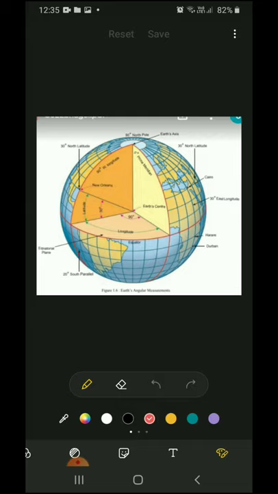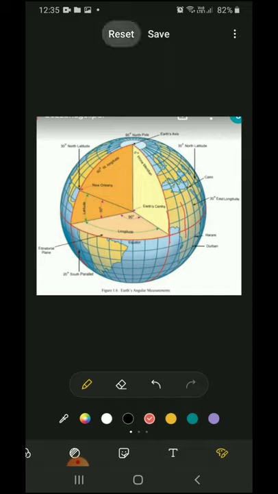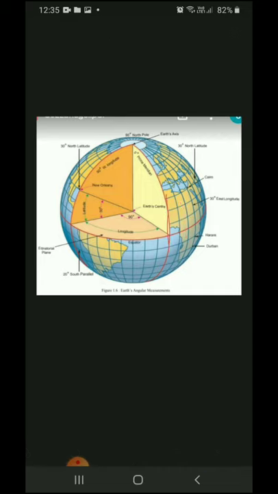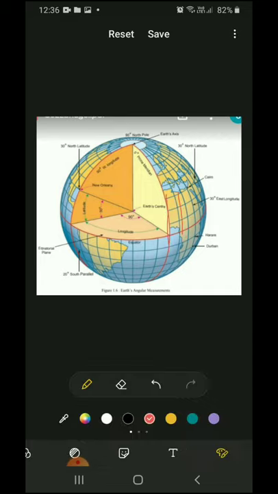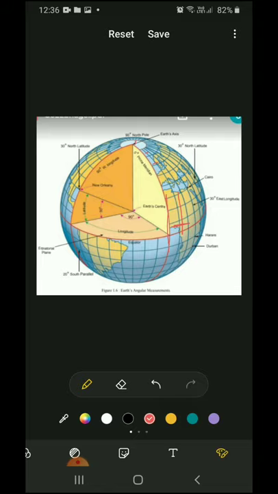How does it change? Suppose I take this as the prime meridian and this as the 10 degree eastern meridian. See this distance, but the distance here is very less. It goes on becoming less and less, and at the pole, can you see, it is merging into a point. It will join together into a point.